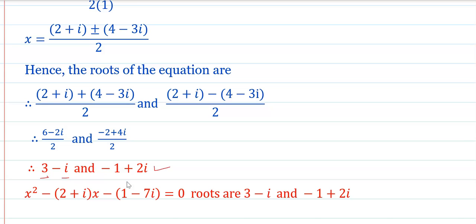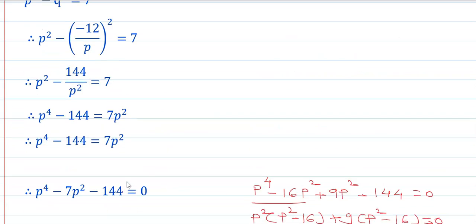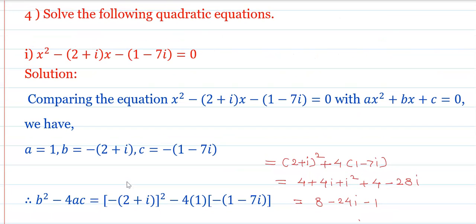Therefore the roots of the equation x squared minus (2 plus i) x minus (1 minus 7i) equals 0 are 3 minus i and minus 1 plus 2i. These are the roots. This was the biggest example. You can look at it again here.